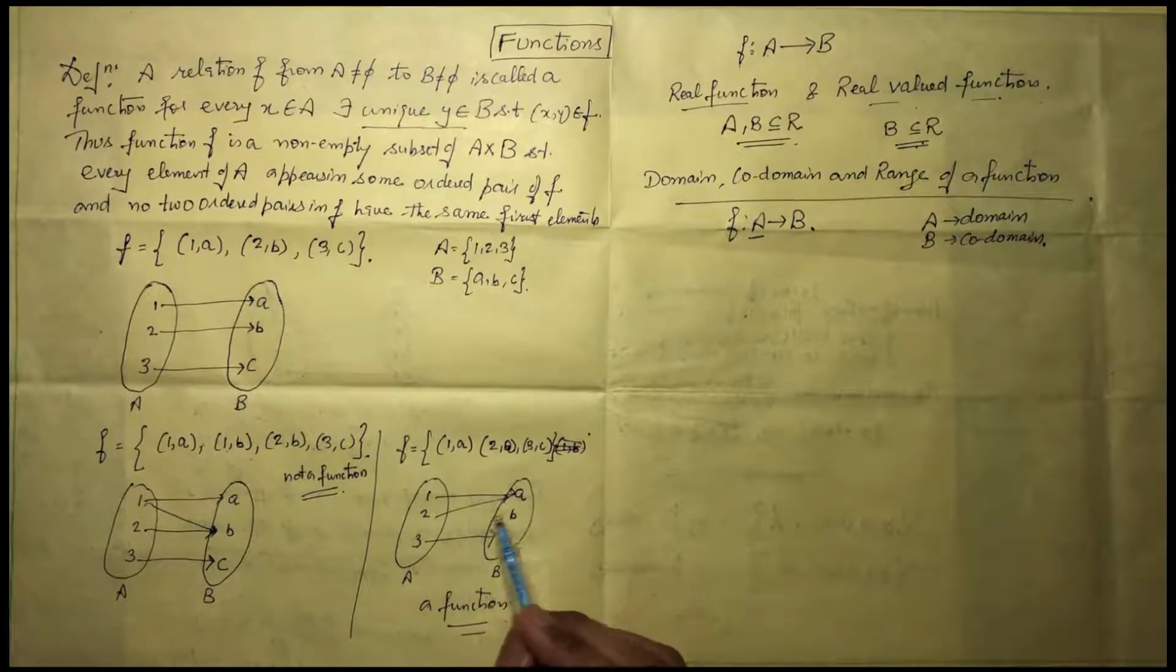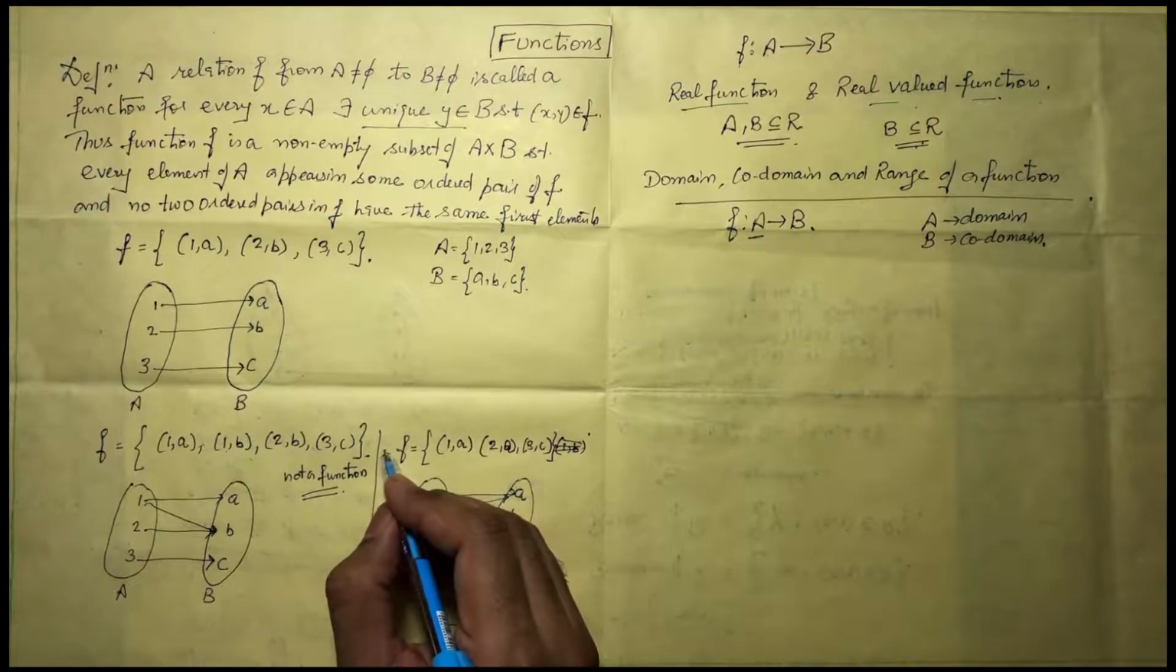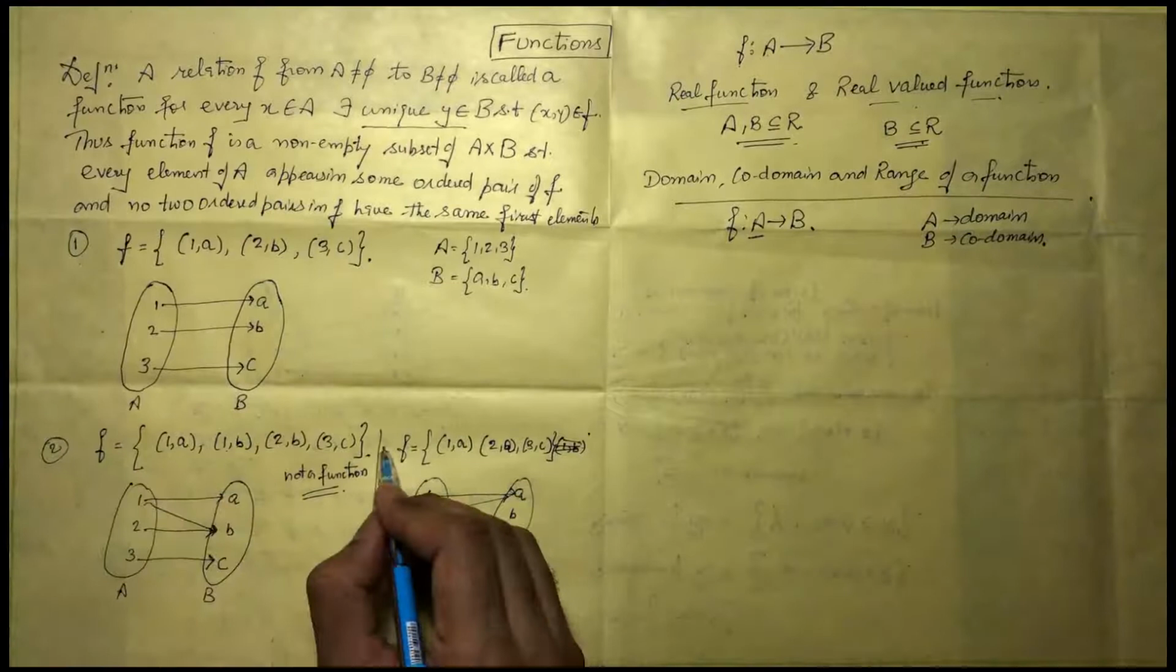Range is A and C. So we just try to write this example. I am discussing this example. This is number 1, number 2, number 3.